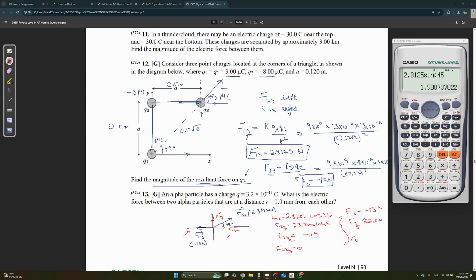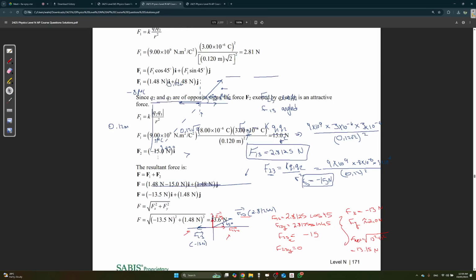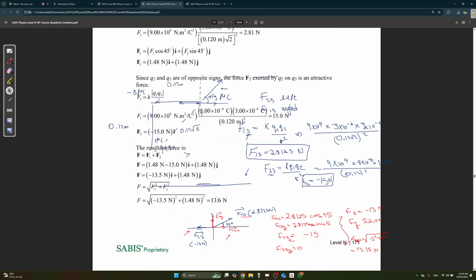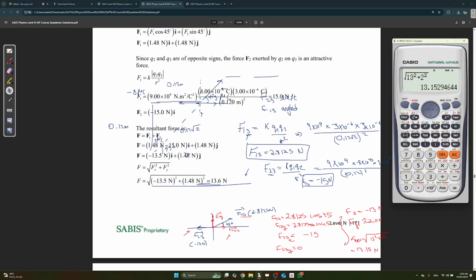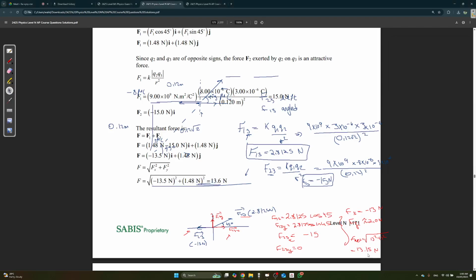Okay, so how do you find the net force? Radical Fx squared plus Fy squared. Radical 13 squared plus 2 squared, which is 13.15 newtons. Let's check this. 13.6. Let me see, where did I go wrong? Okay, yeah, if this question in the course division is wrong, I just checked it now. It should be 13.2, not 13.6. So our answer is correct. If you round it to three significant figures, it's going to be 13.2.